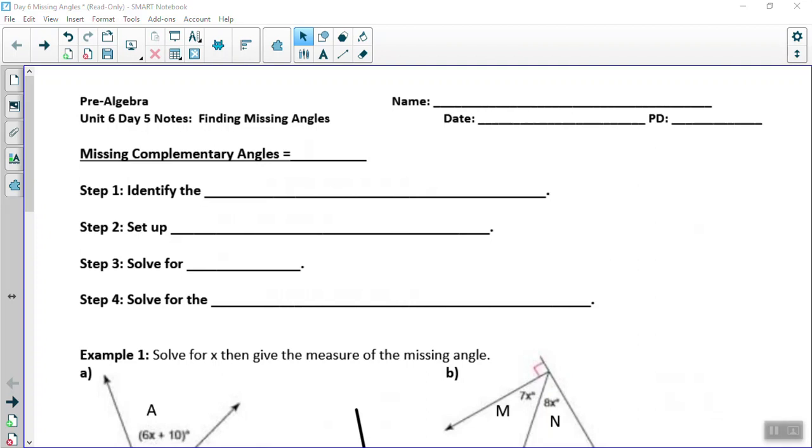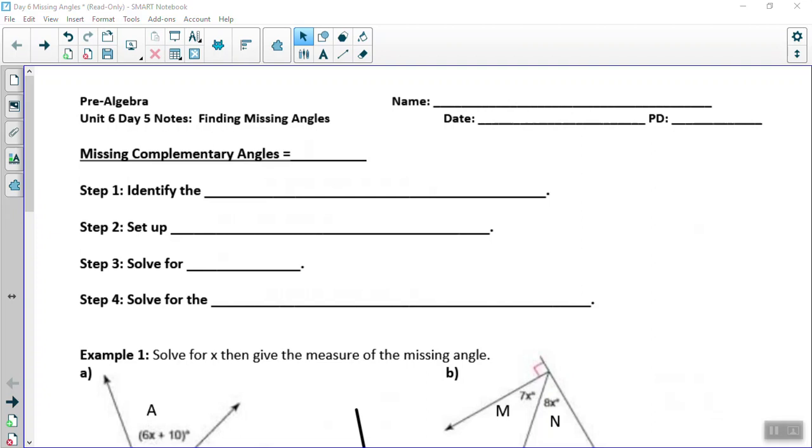Hi everyone, we're going to continue our talk about angles today. Last time we talked about angle relationships. Today we're going to talk about how we can use those angle relationships to find missing angles. Alright, so one of those relationships that we talked about was adjacent angles.